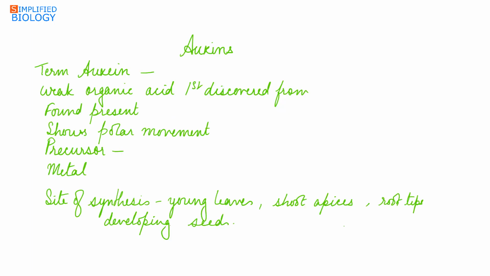Today's topic is auxins, the plant growth hormone. Auxins. The term auxin means to grow. Now, auxin is a weak organic acid first discovered from human urine in persons suffering from pellagra, that is deficiency of niacin, nicotinic acid.